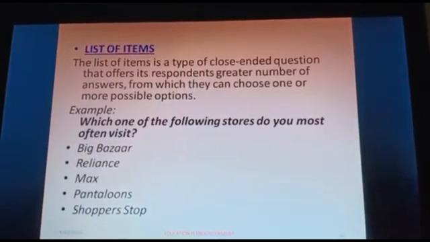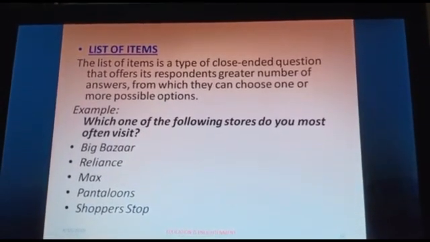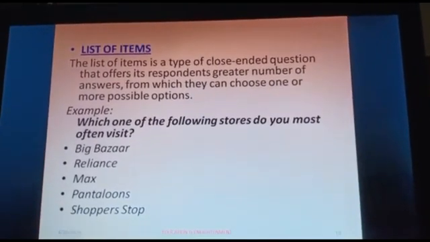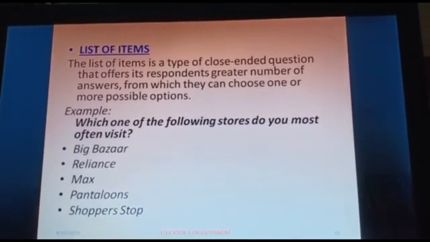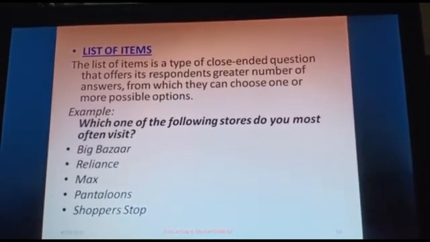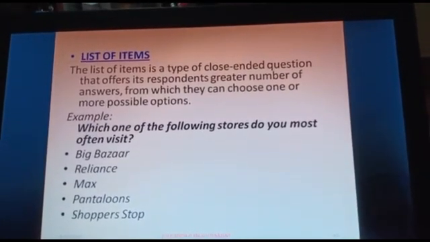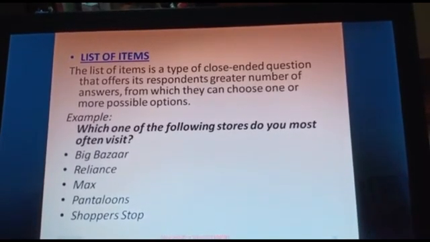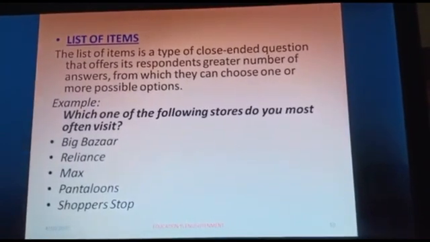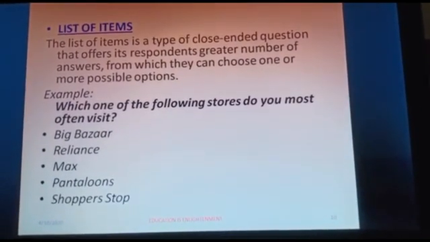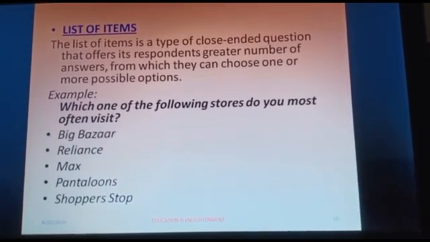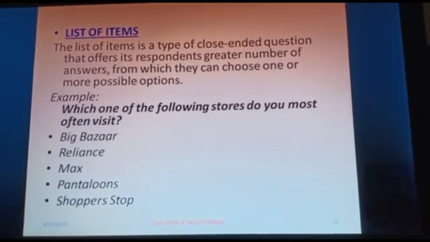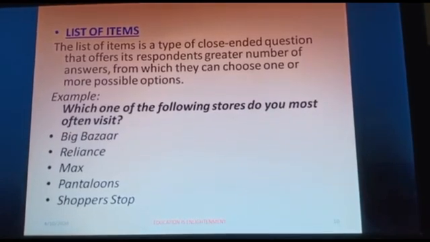Next we have the question which is known as the list of items type. The list of items type is a type of close-ended question that offers its respondents a greater number of answers from which they can choose one or more possible options. For example, which one of the following stores do you most often visit? And there are 5 options, and the respondent is free to select either 1 option or 2 options or 3 options or as many options as he or she wants.